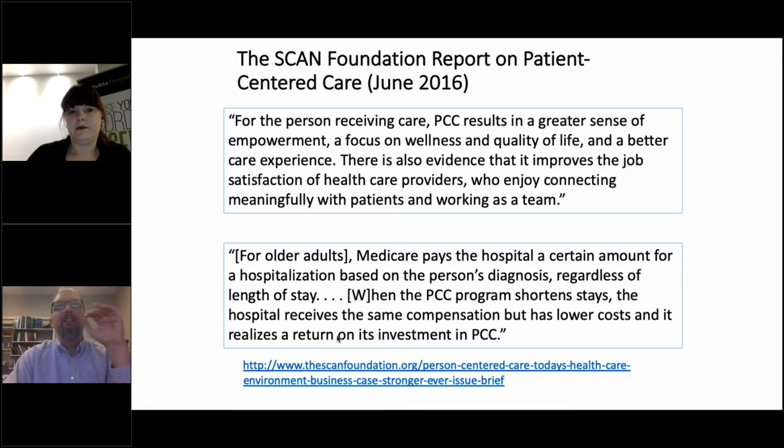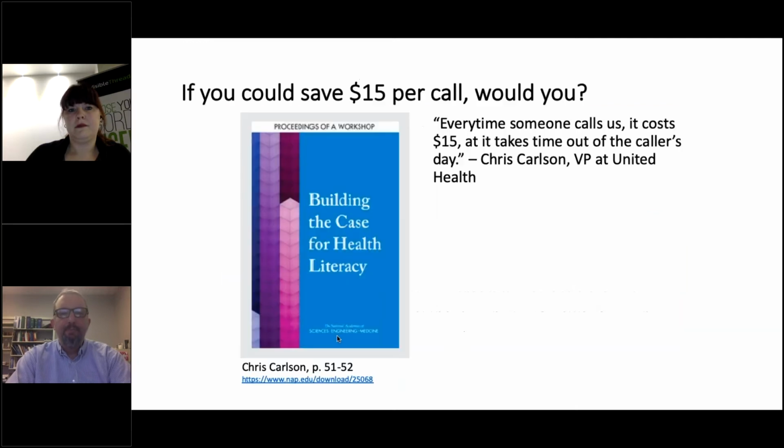So there's a lot of data connecting clear communication and patient-centered care experience with higher rates of engagement, and then better metrics from a business standpoint.